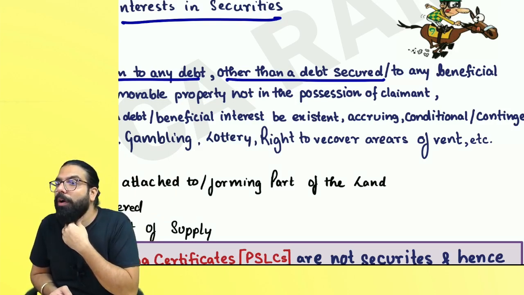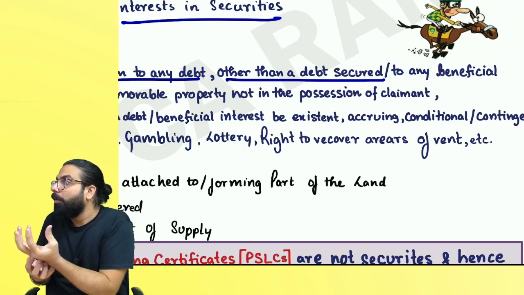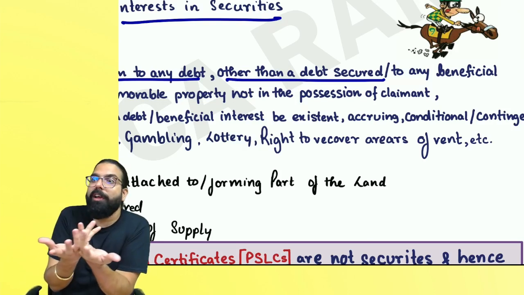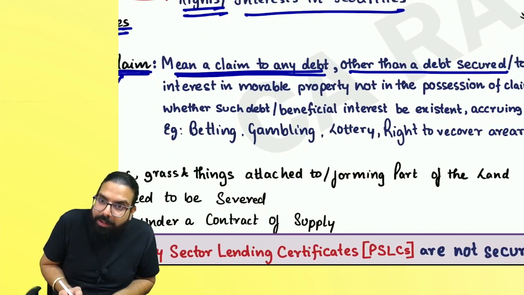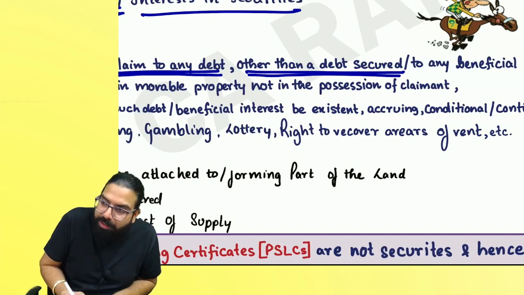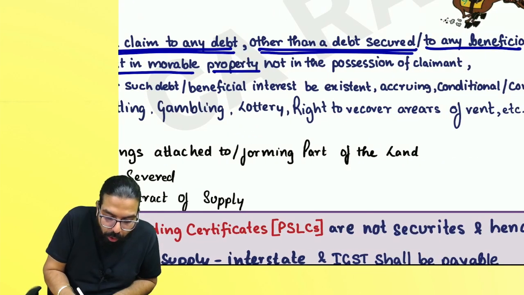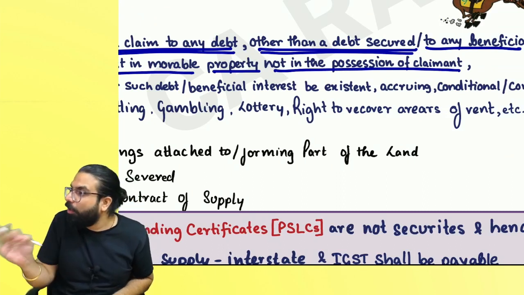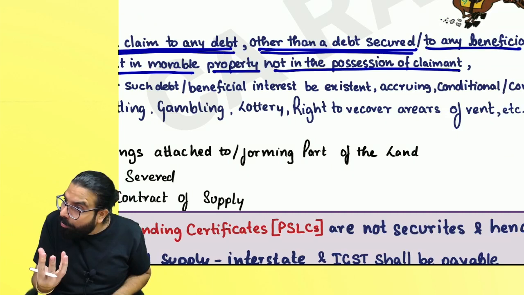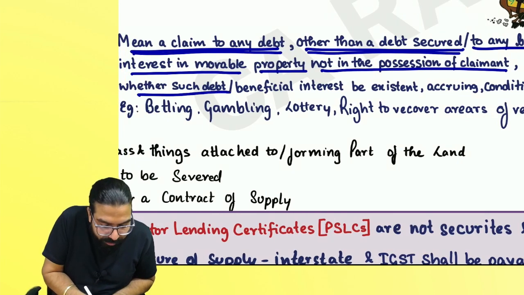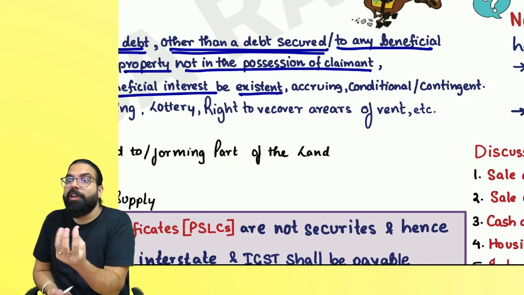You getting my point, everyone? Lottery, I have a right to receive. Is it against any mortgage or anything? No. So always remember one thing. It means a claim to any debt other than a debt which is secured or to any beneficial interest in a movable property not in the possession of the claimant. It is not in your possession, but you have a right to receive. And it says whether such debt or beneficial interest is existent, I have a right to receive insurance claim.